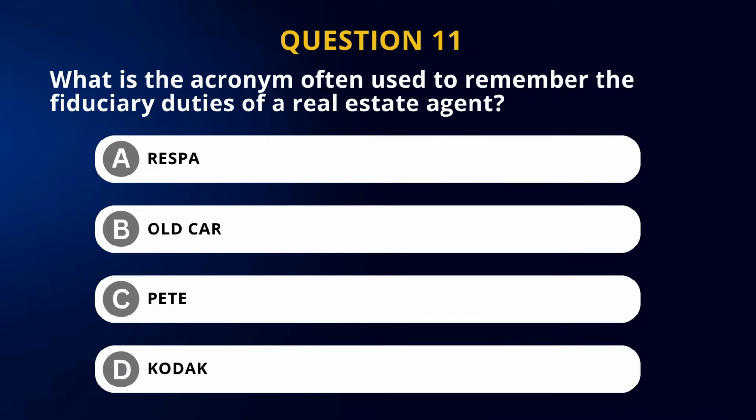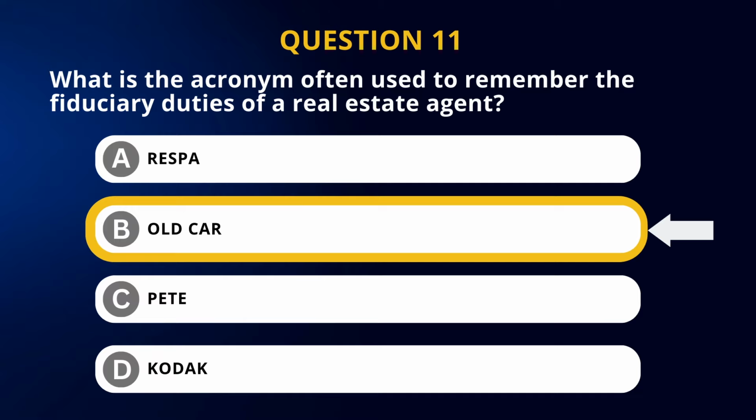And the answer is letter B. Obedience, loyalty, disclosure, confidentiality, accountability or accounting, and reasonable care. And these are the fiduciary obligations. Another way that some books or modern books might teach them, or different books, is cold AC, which is basically the same thing: care, obedience, loyalty, disclosure, accounting, and confidentiality. So you want to know that there's a couple of different ways that you can do it. No matter what, these are the fiduciary duties.